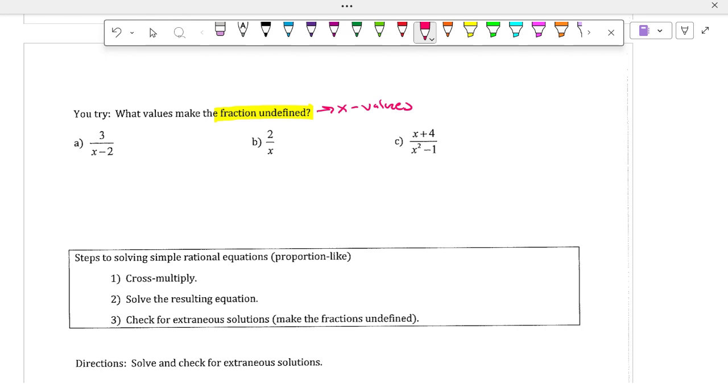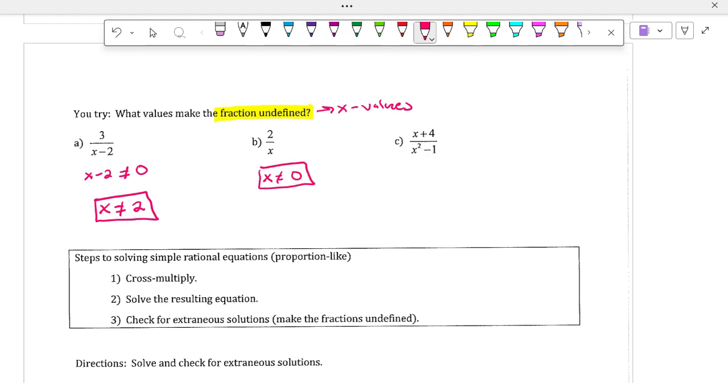Ashlyn. Yeah, like for A. Right. So we're going to set the denominator either equal or not equal to 0, whatever floats your boat, because we know that our denominator cannot equal 0. All right. So what can x not equal to? So it's undefined at x equals 2. What about for the next one? What do you think? X cannot equal 0.